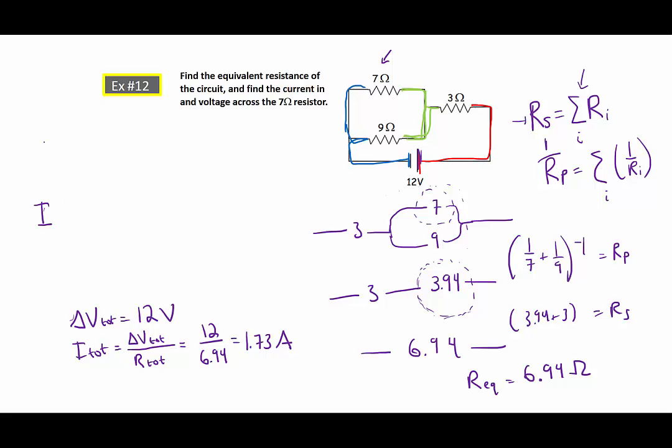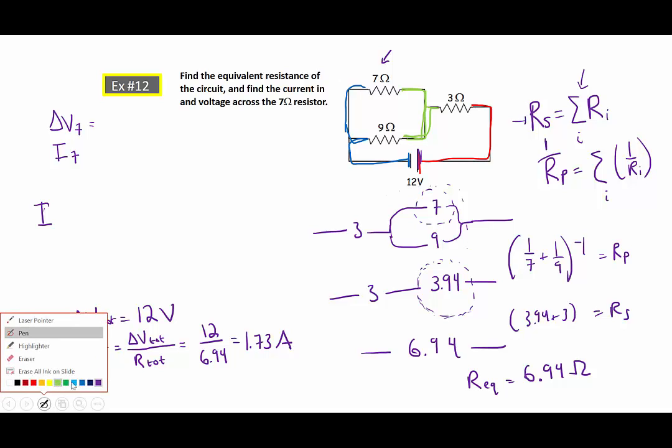At the end of the day, if I want to find the current across the 7 ohm, I first need to figure out what my voltage is going to be across that same part of the circuit. Let me get my colors here.